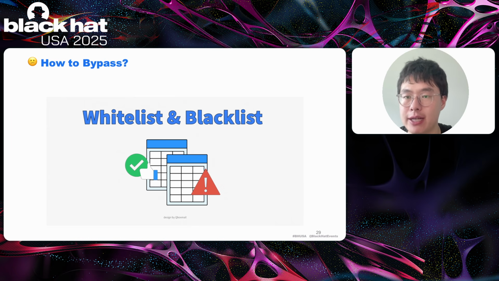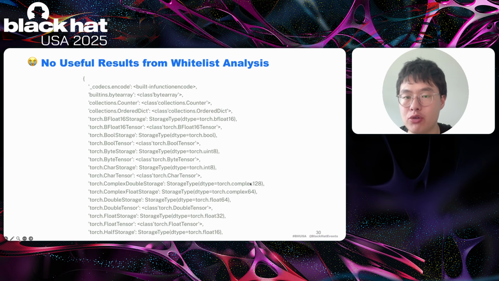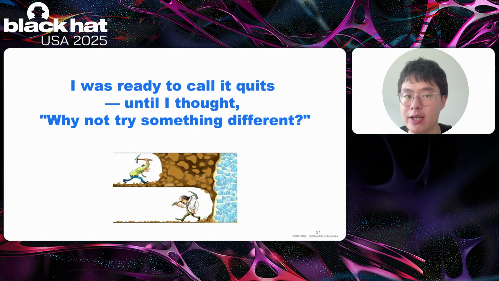So how can we bypass it? A common approach is to analyze the whitelist and check if there are any potentially dangerous opcodes. I did the same, but I didn't find anything useful in the end. We are often limited by a fixed way of thinking. For example, most of us may only see the obvious whitelist and blacklist mechanism and just stop here. However, in reality, the loading process of torch.load with weights_only=True is quite complex. So is it possible that there might be some issues elsewhere in this loading process?